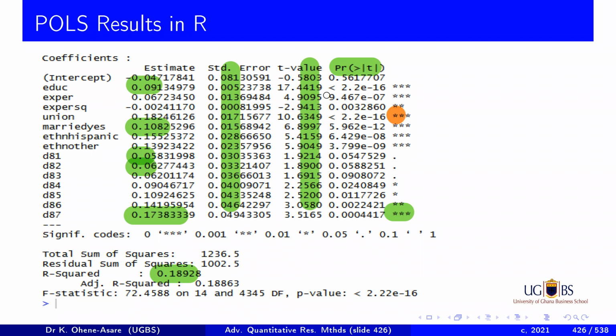Why is adjusted R square smaller than the R square? Okay, let's give it to somebody to try. Abdul, okay, tell us.